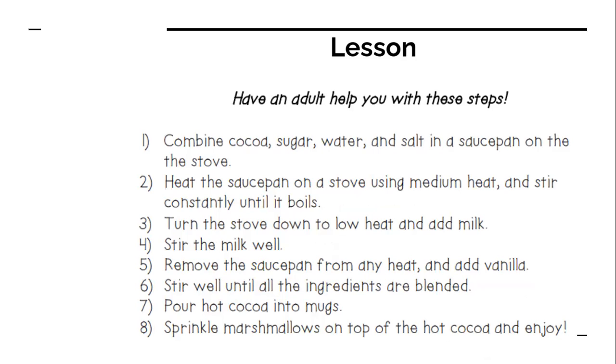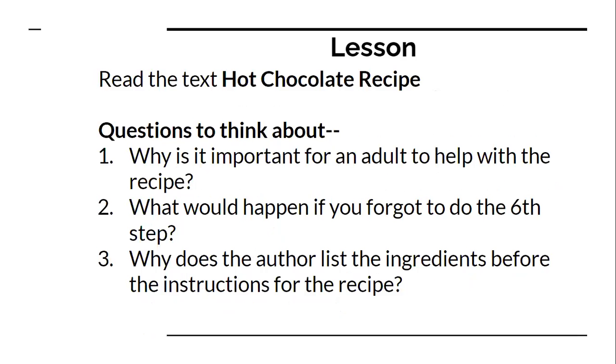Step 2, heat the saucepan on a stove using medium heat and stir constantly until it boils. Step 3, turn the stove down to low heat and add milk. Step 4, stir the milk well. Step 5, remove the saucepan from any heat and add vanilla. Step 6, stir well until all the ingredients are blended. Step 7, pour hot cocoa into mugs. And step 8, sprinkle marshmallows on the top of the hot cocoa and enjoy.